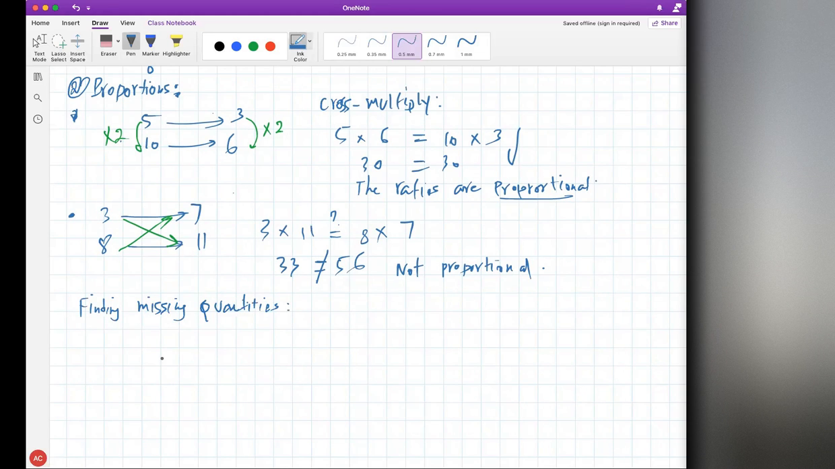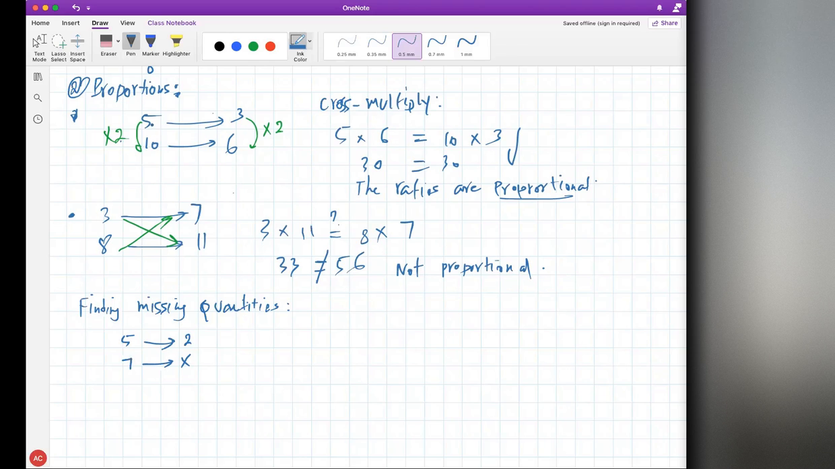Okay, finding missing quantities. So you may have, for example, a ratio that looks like this, 5 to 2. You'll have another incomplete ratio, for example, let me say 7 to X. Here, we're not trying to check whether they're proportional. It is assumed that this is a proportion. So for this to be a proportion, what should the value of X be? That's the question here. We need to find the missing quantity. These two ratios are proportional. So 5 to 2 is the same as 7 to what?